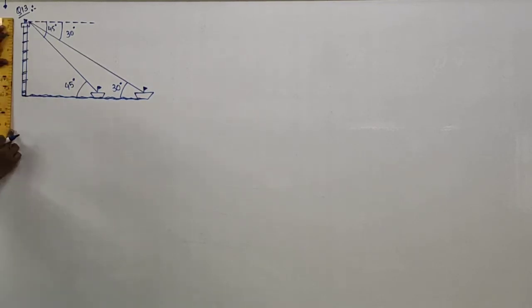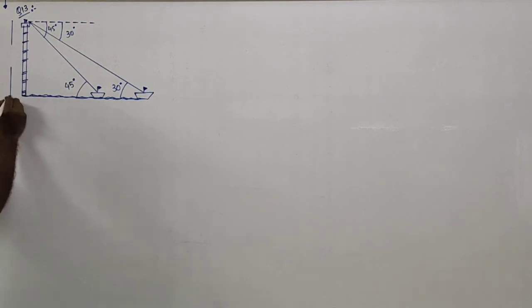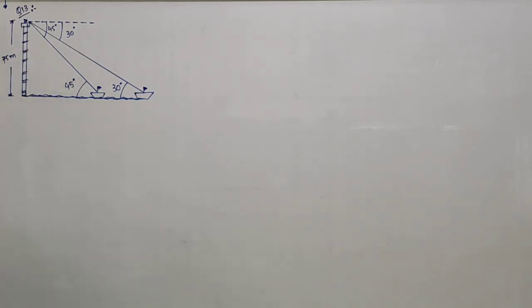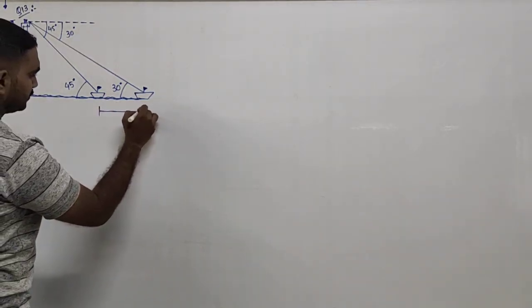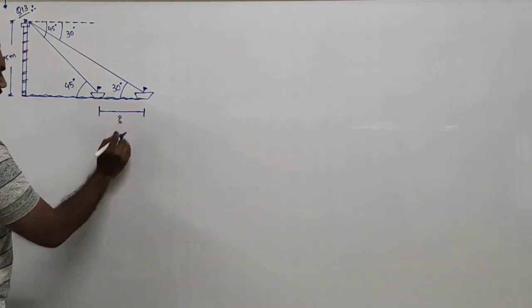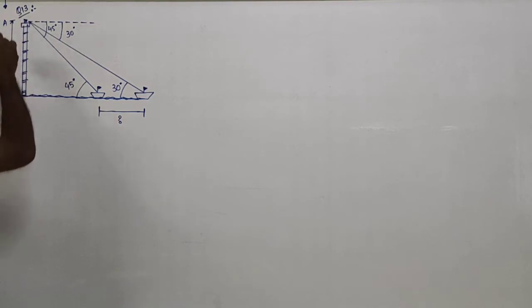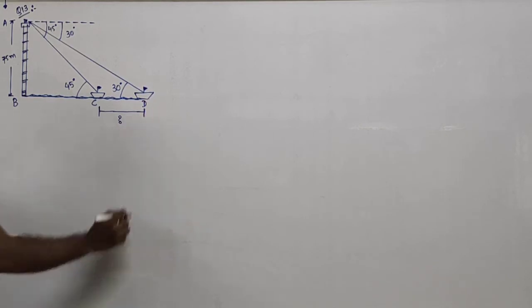Now, one more thing is given. We are given the length or height of the lighthouse, that is 75 meters. We just need to find out the distance between the two ships. This one. We need to find out this distance between the two ships. Okay. Let us name it. This is A, B, C, and D.